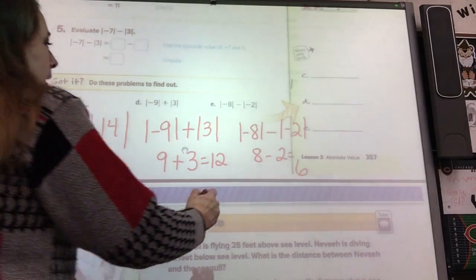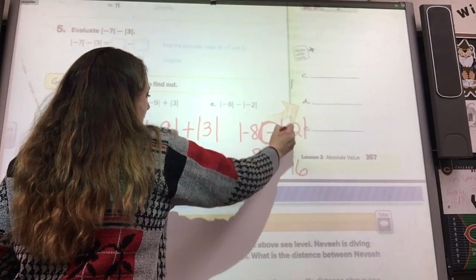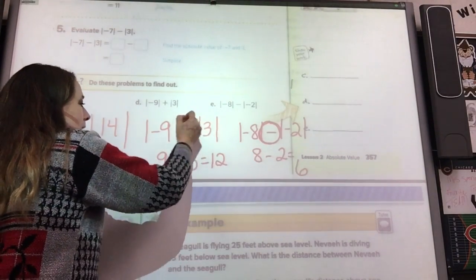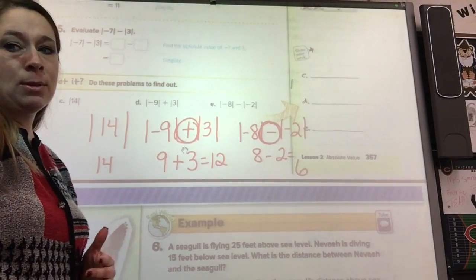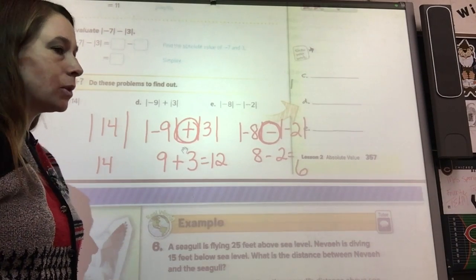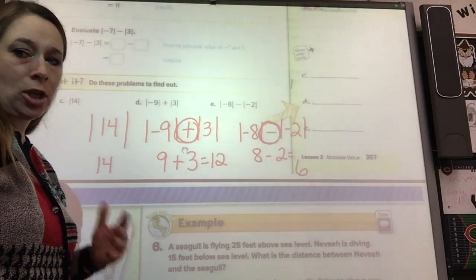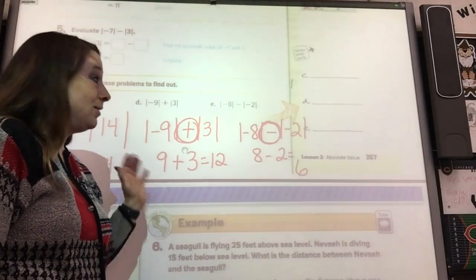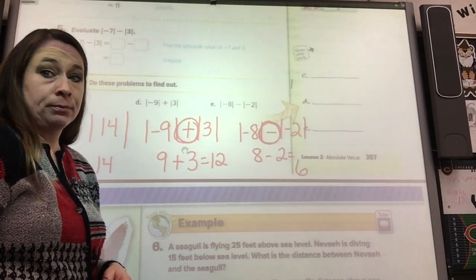Now, the sign here, this minus sign you got to keep, and this plus sign you got to keep, but your answers in between those brackets are always just going to be a positive number. You don't have to change them, you don't have to simplify them, you don't have to do anything like that. Just change them to a positive. If it's a positive, it just stays. It's just a positive number. Okay?